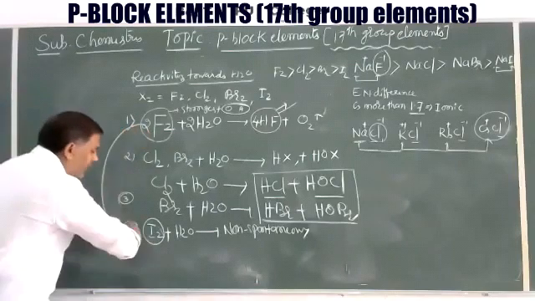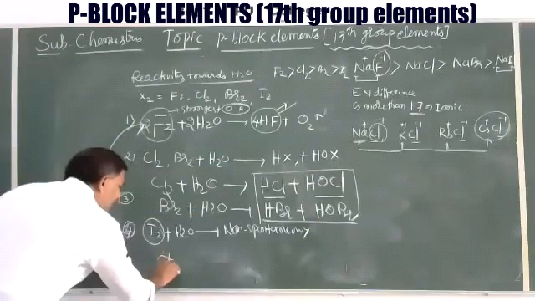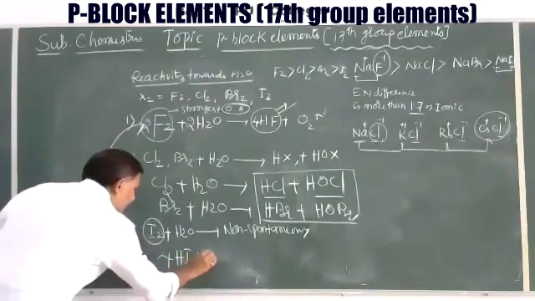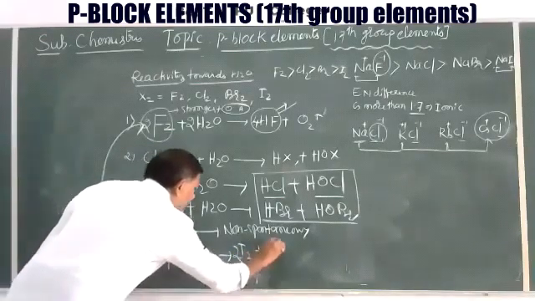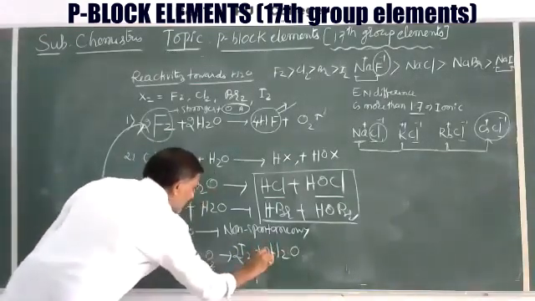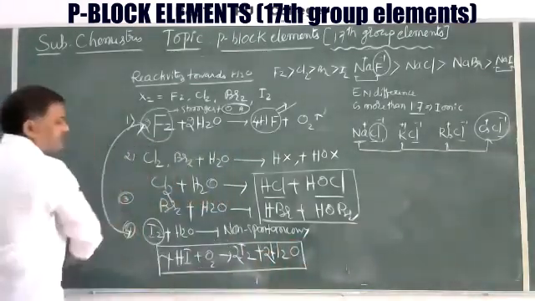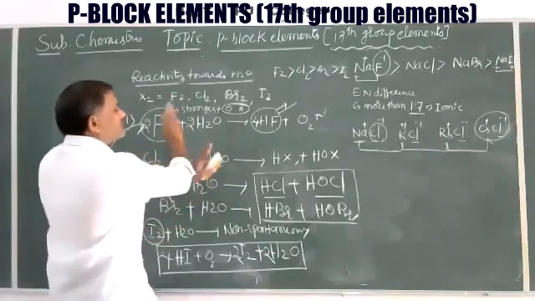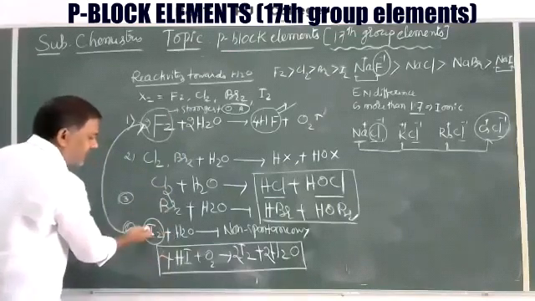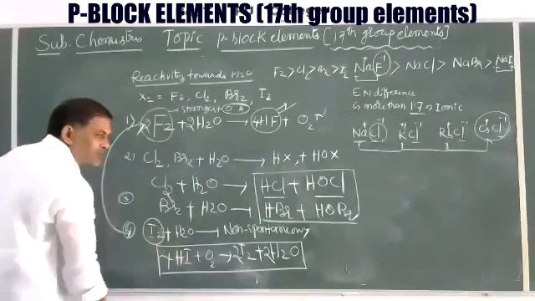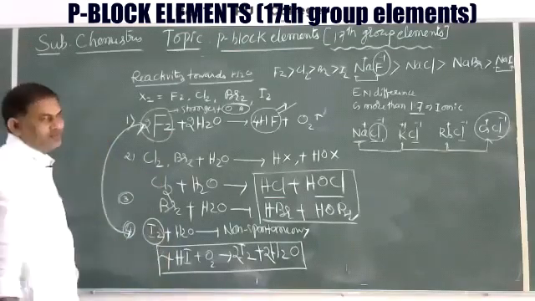The reverse of the fluorine reaction takes place, like 4HI plus O2 gives 2I2 plus 2H2O, water is formed. Why does iodine not react directly? Because its reactivity is less. From top to bottom, reactivity decreases. It is a non-spontaneous reaction. That's why the reverse of the fluorine reaction takes place here.